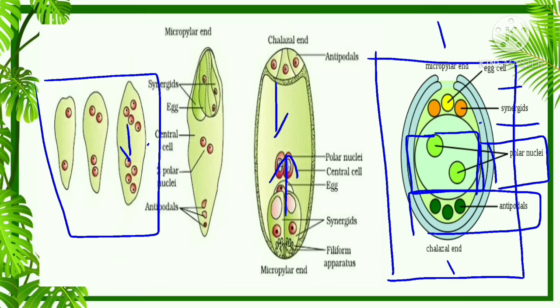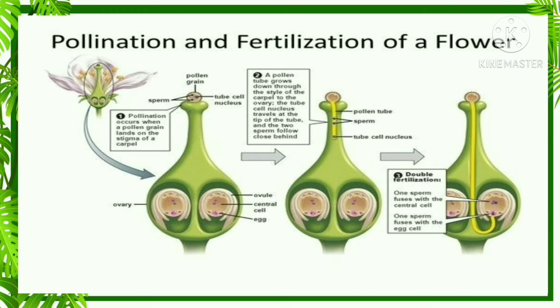So pollen grains, after dispersal from the anthers, reach the stigma by means of various agencies such as wind, water, etc. This phenomenon is known as pollination.